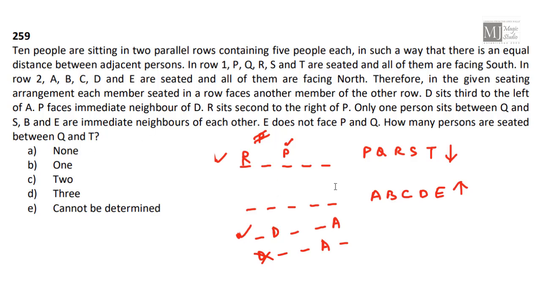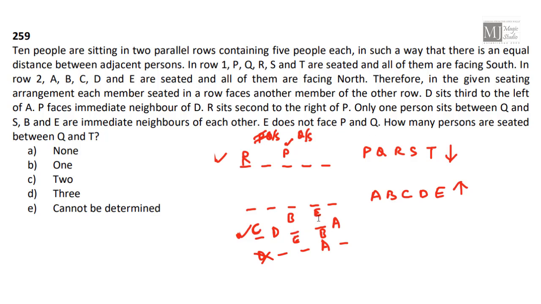Only one person sits between Q and S. Only one person can sit between Q and S, and the only possibility is when Q or S are sitting on either side of P. B and E are immediate neighbors of each other. If this setup is selected, then B and E should be immediate neighbors of each other. Then C should be sitting here.